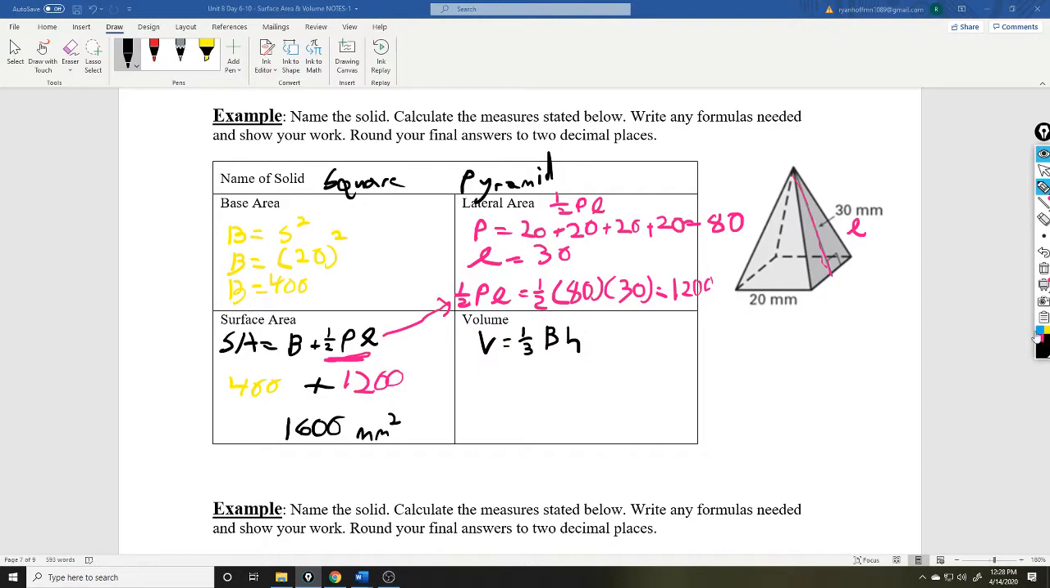All right, and now all we need to do is do our volume. So this has been pretty easy. We got 1/3 area of the base times the height. Man, we're going to cruise through this problem. Area of the base was 400. Done. And then our, we don't have the height, do we? Man, I thought we were done. Thought we were all the way done. But nope, we got to do Pythagorean Theorem. Here it is. It strikes back.